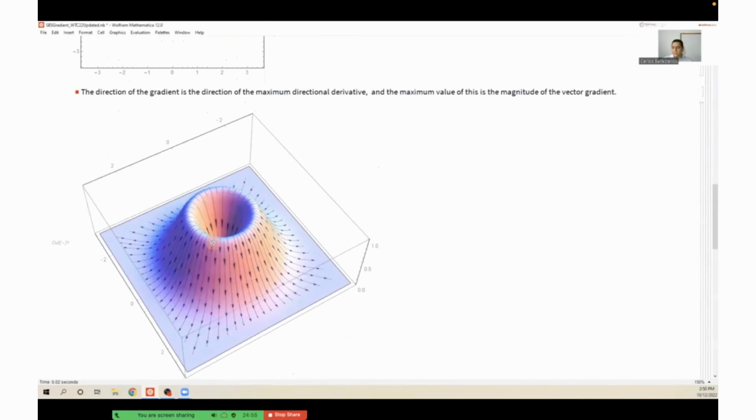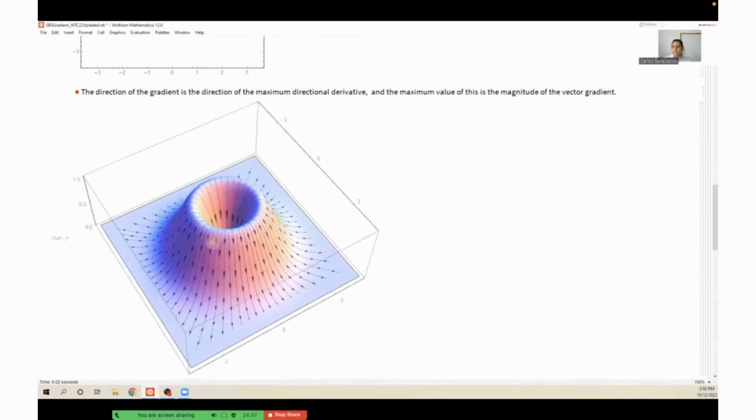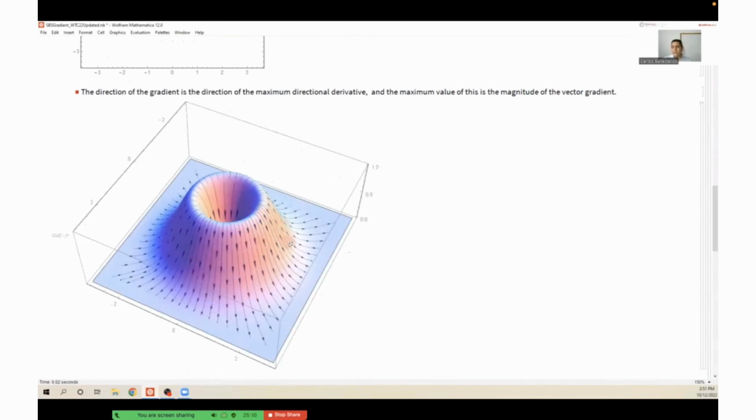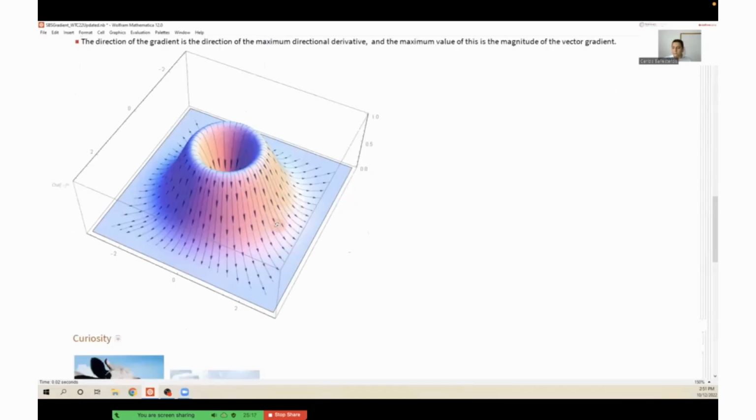function. Something interesting about the gradient is that it gives the maximum value of the directional derivative. That means that if you need to move along this surface, you choose the gradient. I mean, you choose one of these paths because they are optimal paths.